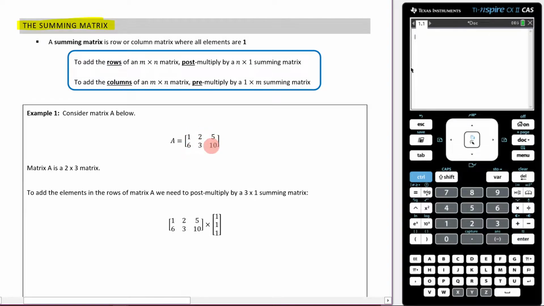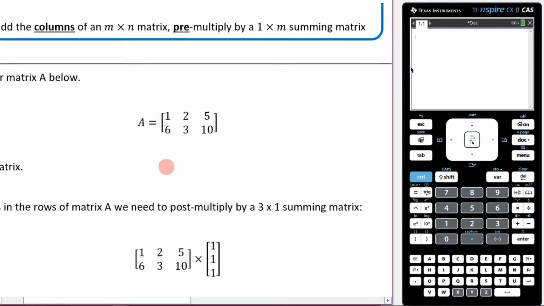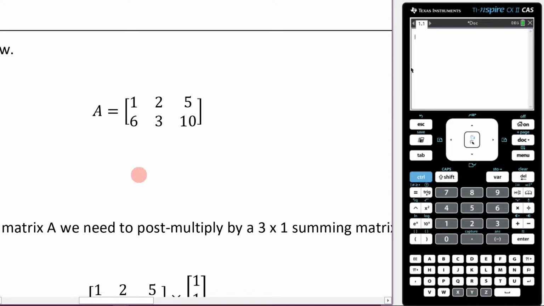So let's begin by talking about adding the rows of something. Let's look at this one right here. If I said to you, can you give me a matrix that adds the rows of these? You'd say, yeah, that's pretty easy. All you'd have to do is create a 2 by 1 matrix and go 1 plus 2 is 3 plus 5 is 8. And then 6 plus 3 is 9 plus 10 is 19. And just like that, we get our answer, 8, 19. All we've done is summed the rows.